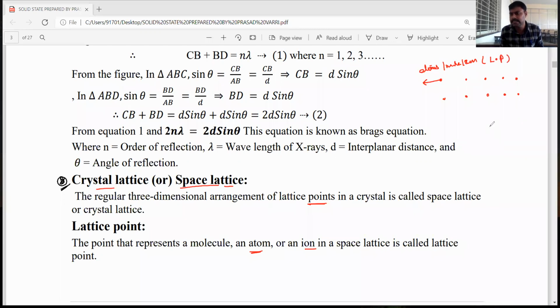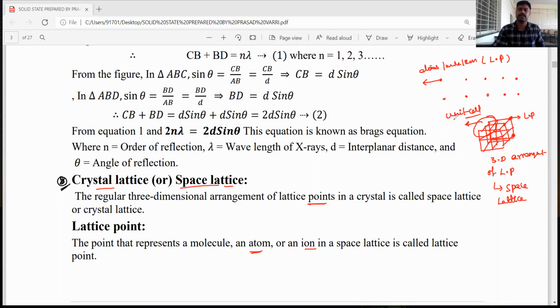These lattice points, if arranged in a three-dimensional manner, and these are all repeating points, this 3D arrangement of lattice points is known as a space lattice or crystal lattice, and the smallest repeating unit in it is known as a unit cell.